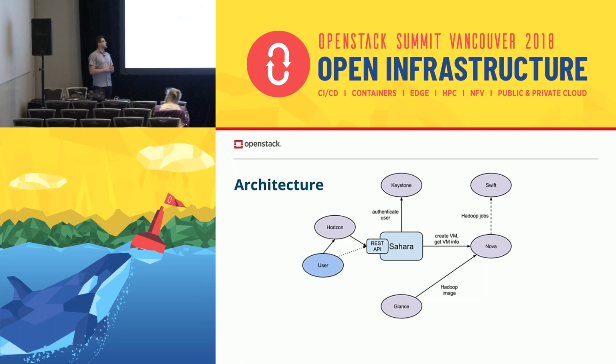A little overview of the architecture. That's the simple view of the architecture. There is one that's more complex, but I didn't think it was necessary for this. So basically, Sahara is a very common OpenStack process. We have a REST API. We have Horizon talking to it. And we talk to a bunch of different OpenStack projects.